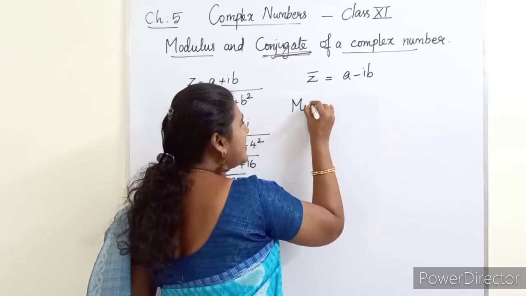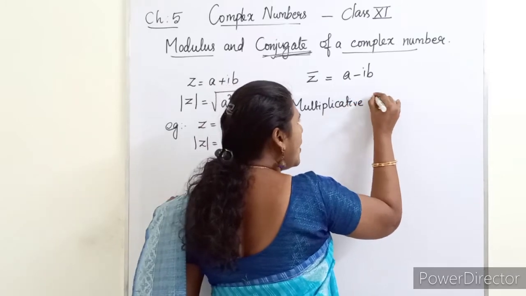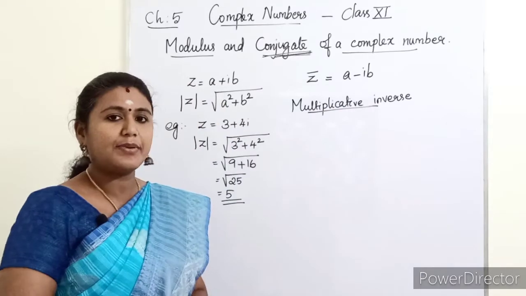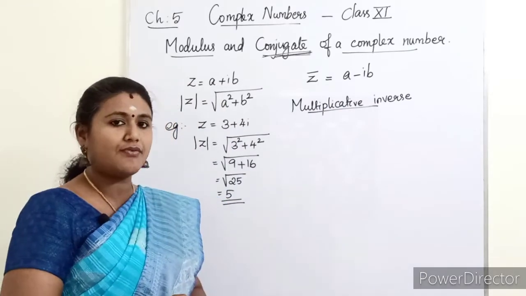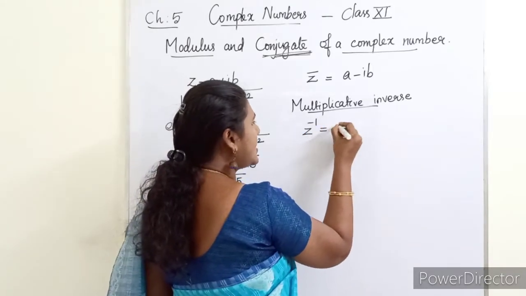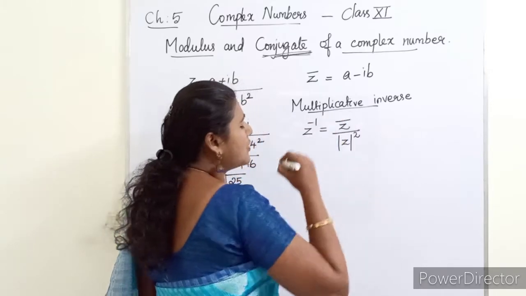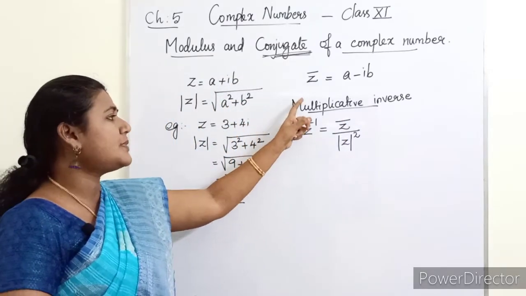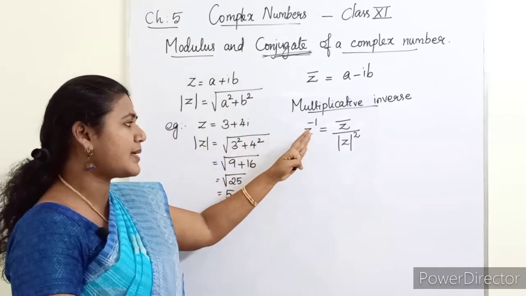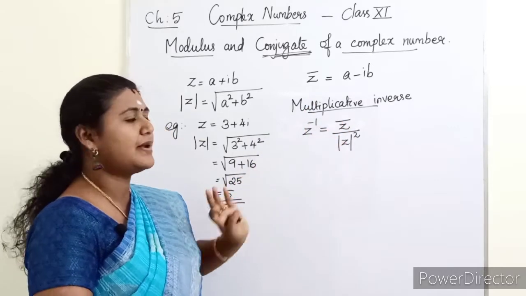Now for the multiplicative inverse, we are going to learn a formula. Already in the previous video we have seen how to find the multiplicative inverse, and the formula for finding it. So the multiplicative inverse is equal to the conjugate of z divided by mod z the whole square. This is the formula for the multiplicative inverse. In terms of modulus and conjugate, we can denote the multiplicative inverse as z bar divided by mod z the whole square.